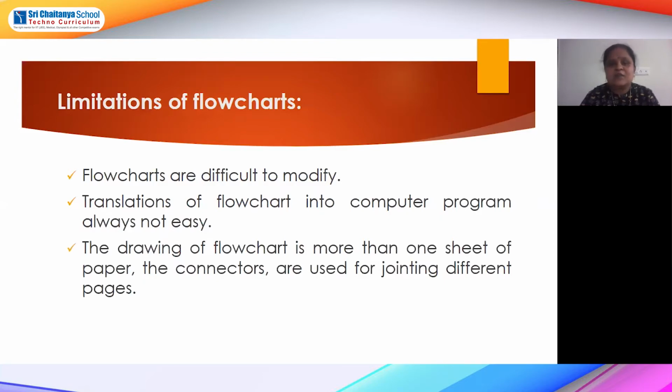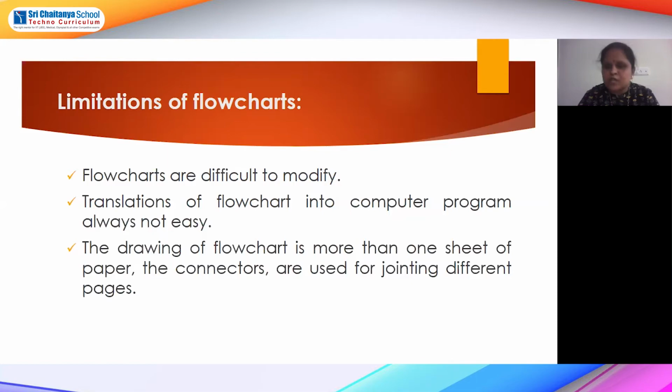Flowcharts are difficult to modify. Now I'm drawing these using symbols, right? By mistake, if I draw something wrong, it is difficult. It is not easy. Again, I have to erase it, again I have to draw it, modify it, right? So it is not so easy.